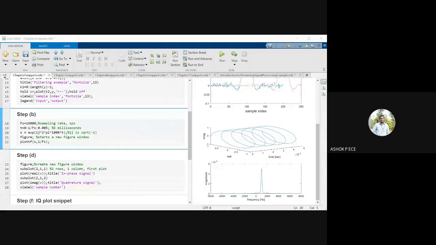Yes, very good. The answer is 1. So the maximum value is 1, the minimum value is -1. Because e power j omega t, I can write as cos omega t plus j sin omega t. Cos will vary from -1 to 1, and sin will vary from -1 to 1. Cos will be my real term, and sin will be my imaginary term. So you see the time domain graph.